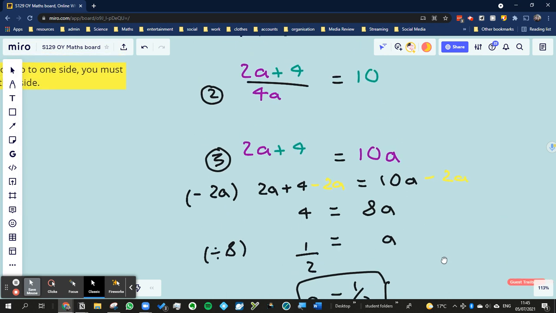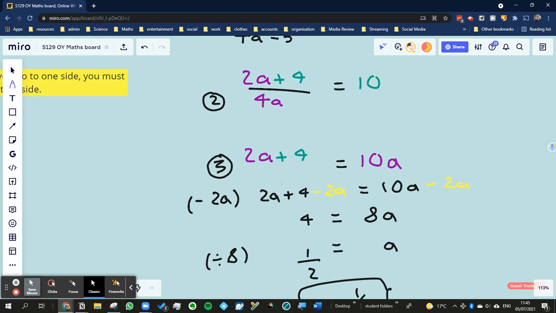Now, that would be a two-step problem, I guess. The first thing you've done is you've taken away the 2a to group all the a's, and then you had to divide by 8 to work out what a is equal to.